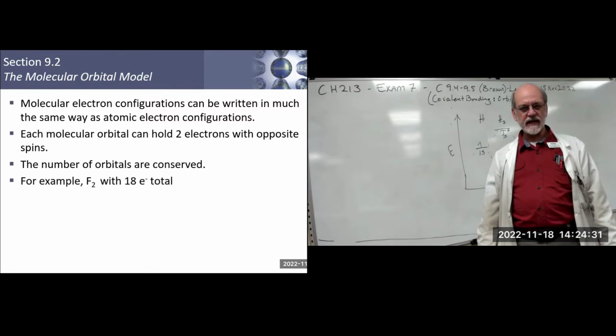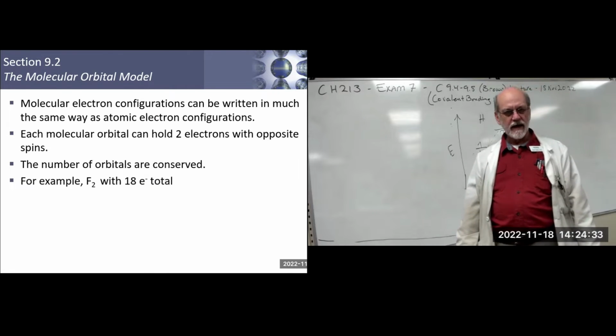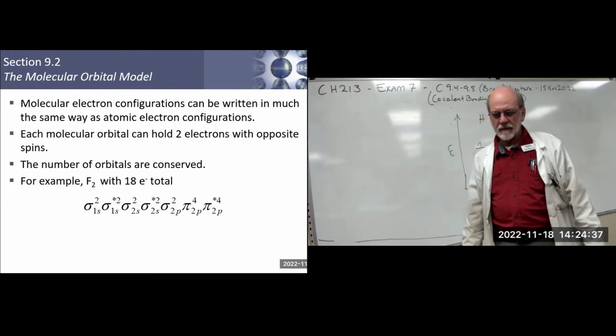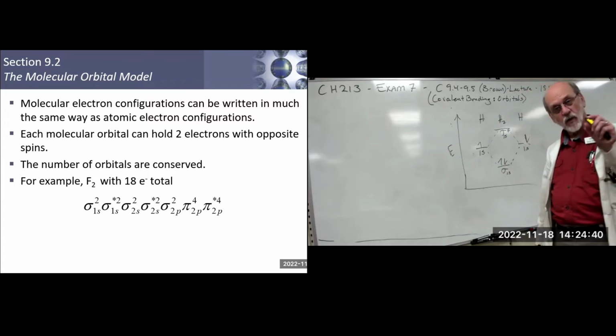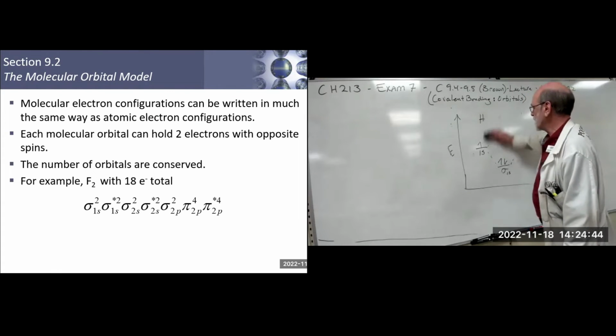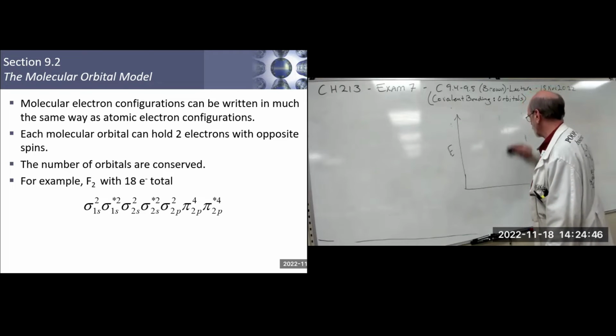Okay, we're just restating the obvious here. So there's your shorthand version. Now, where did that come from? All right, so let's do the fluorine molecule.